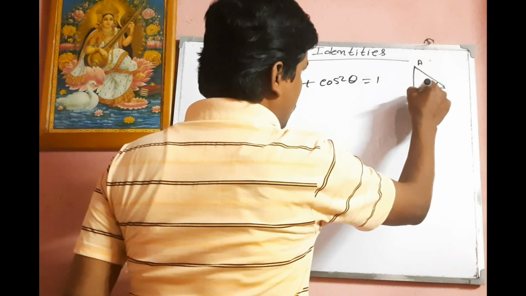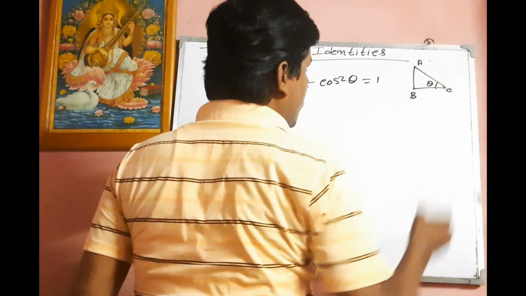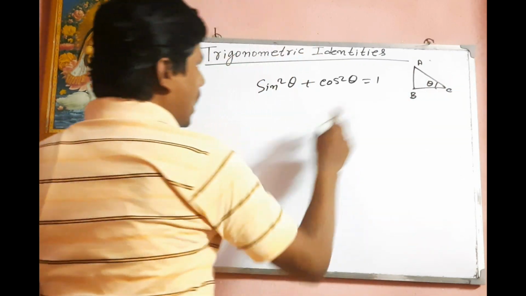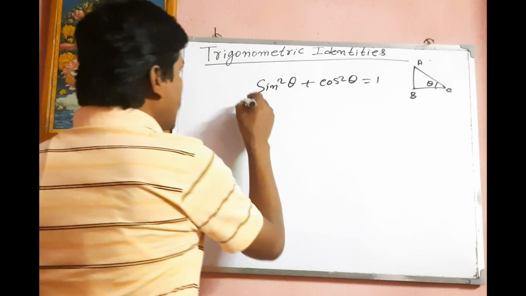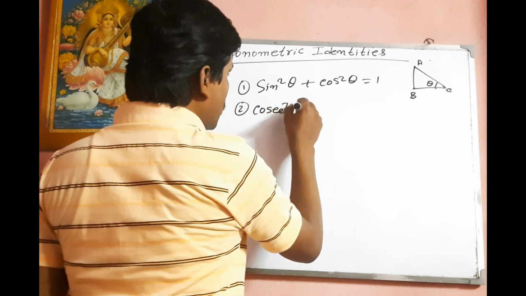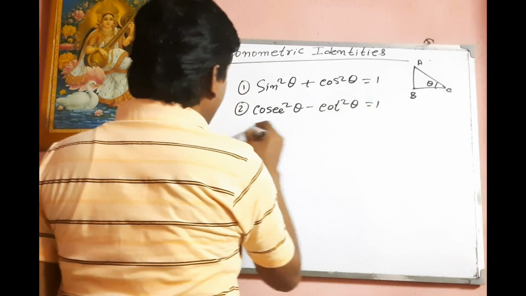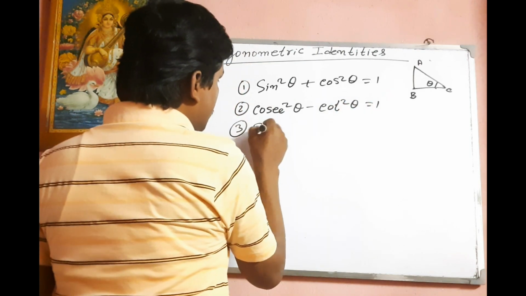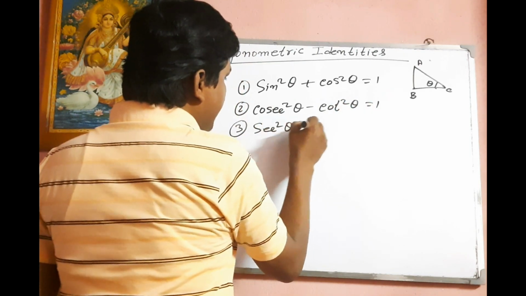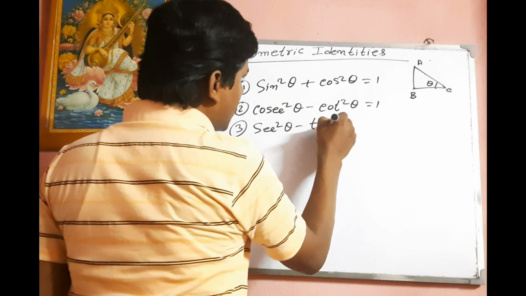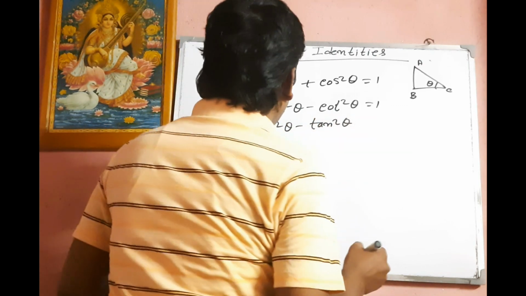ABC is a right angle triangle and theta is this one. And similarly, cosec square theta minus cot square theta is equal to 1. The third formula is sec square theta minus tan square theta is equal to 1.